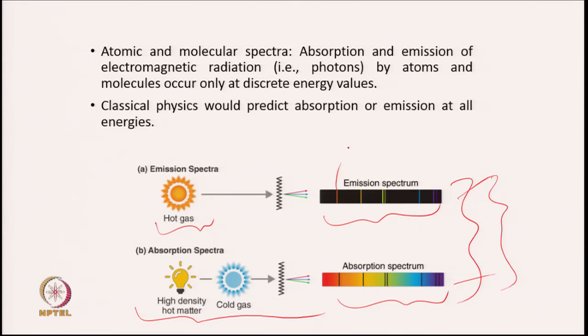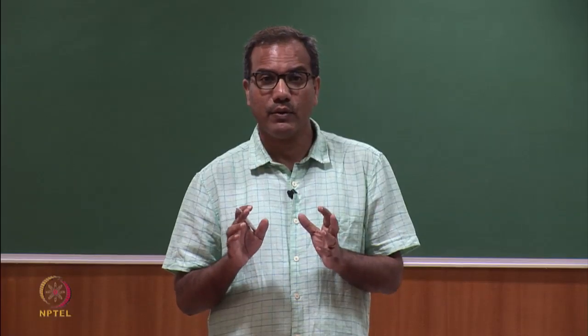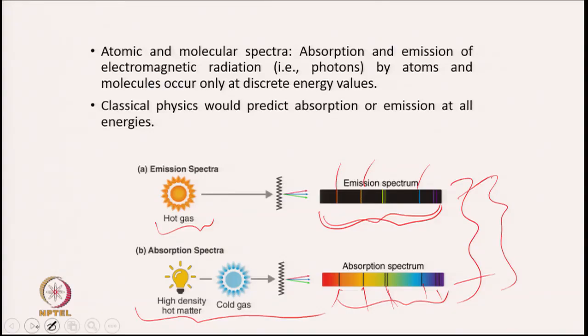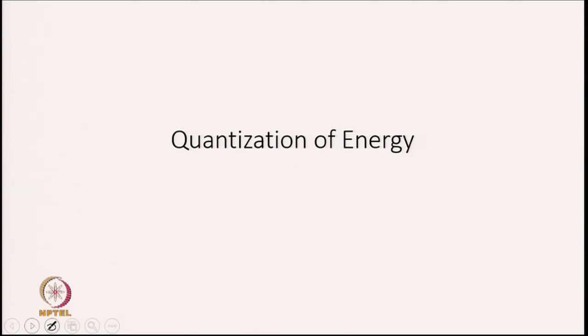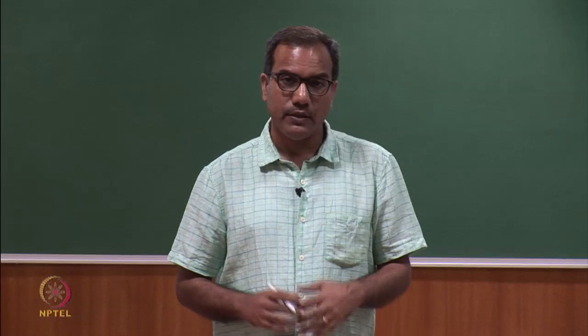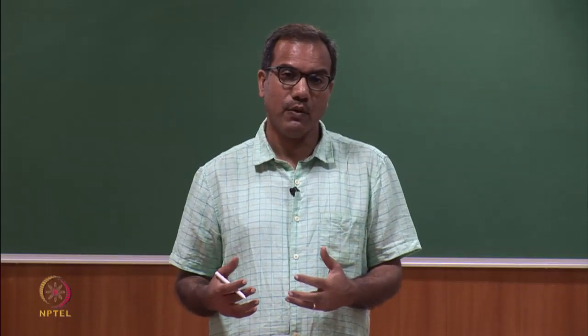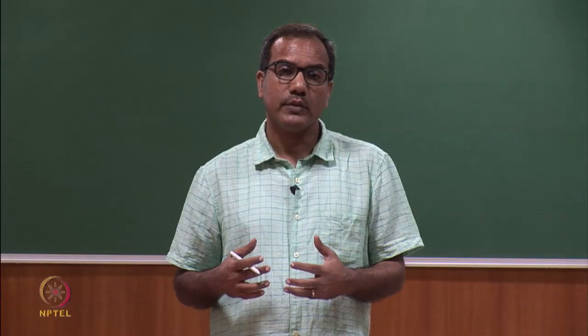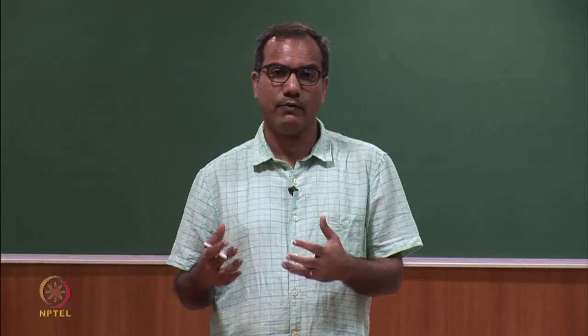So, emission happens at this value, emission happens at this value, emission happens at this value, not at all the values. Similarly, absorption happens at this value, and at these two values, this and this, not at all values, and that cannot be explained by classical physics. This observation can be explained only on the basis of quantization of energy. So, what I am going to discuss now is how the science of quantization of energy evolved.